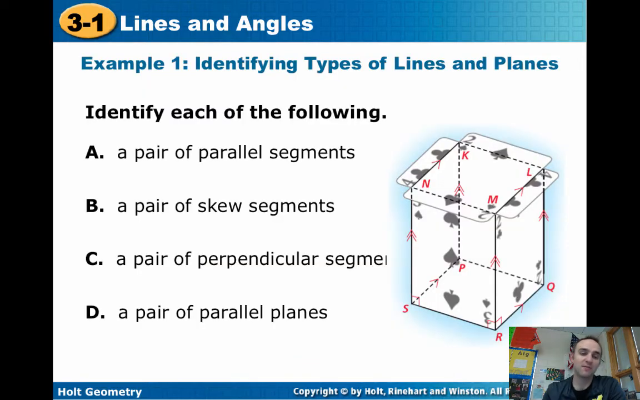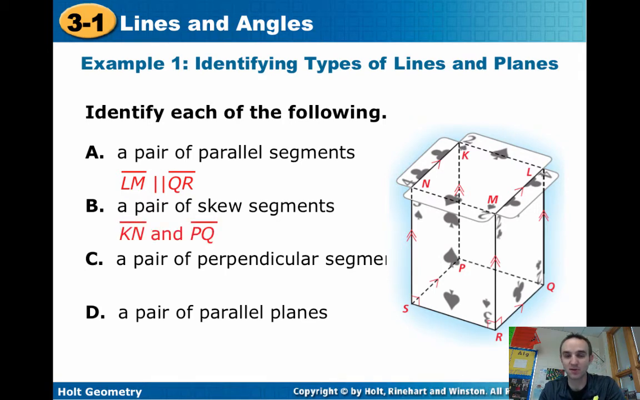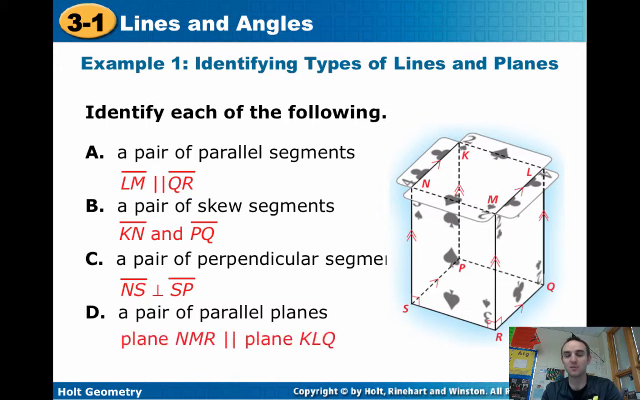So if we go to identify a pair of parallel segments, we could say LM and QR. Those are parallel. We see those arrows on there. A pair of skew segments, KN and PQ. Just make sure that they're not perpendicular. Make sure they're not parallel. They cannot cross and they cannot be parallel. So KN and PQ works. Perpendicular segments would be NS and SP, and then parallel planes, remember we name planes with 3 letters, so we could have plane NMR and plane KLQ if we wanted.